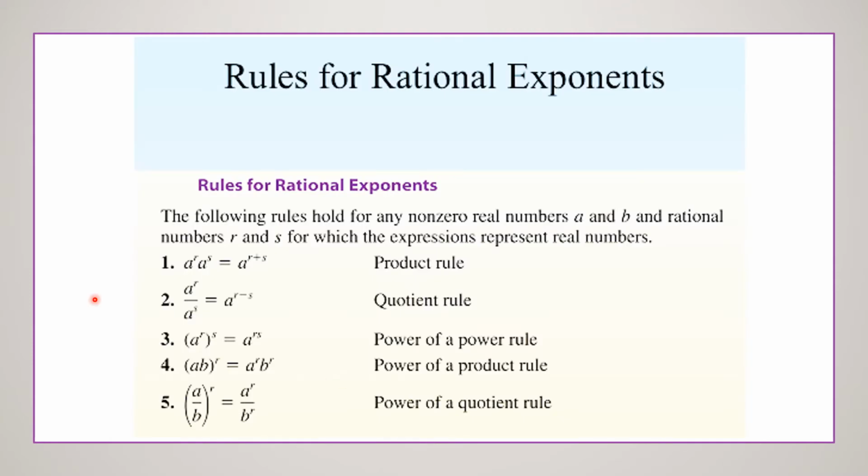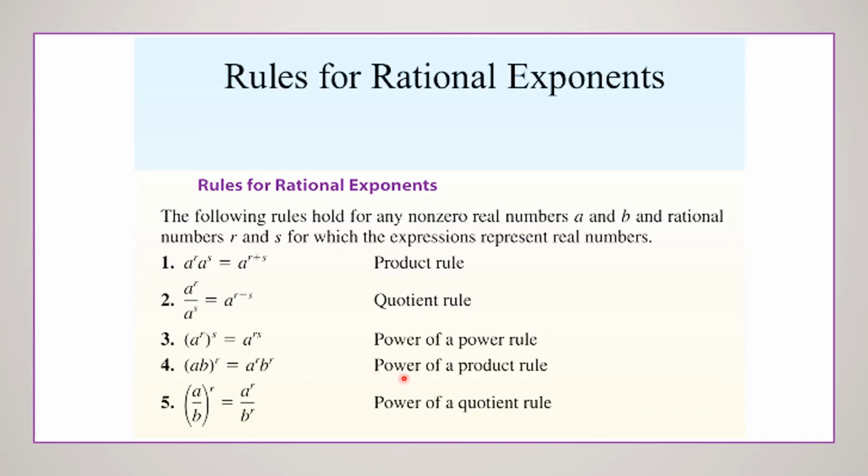These are the rules for rational exponents that we can use in our lesson. So we have the laws of exponent, the product rule. If you're going to multiply same base, you're just going to copy the common base, then add the exponent. In a quotient rule, if you're going to divide same base, you're going to copy the common base, then subtract the exponent. Then we have power of a power rule. You're just going to copy the base, then multiply the exponent.